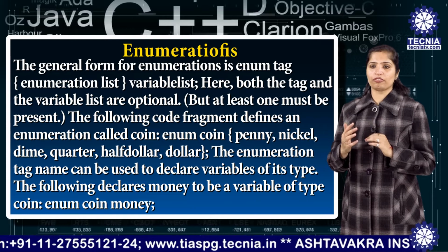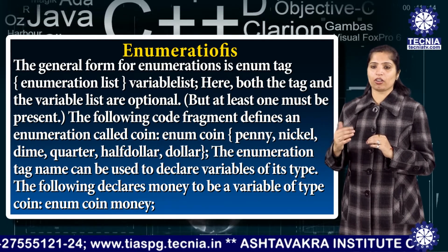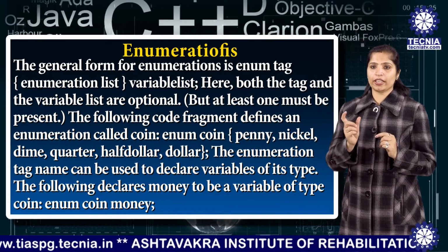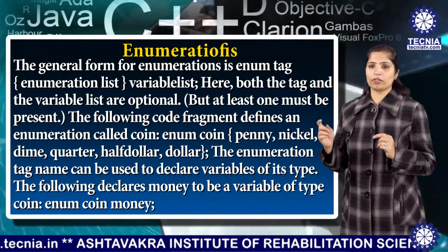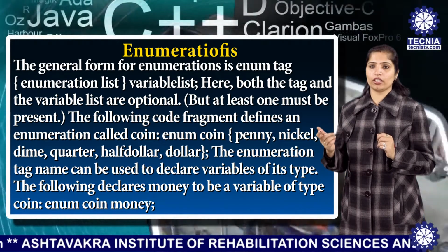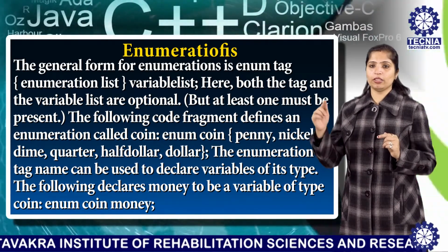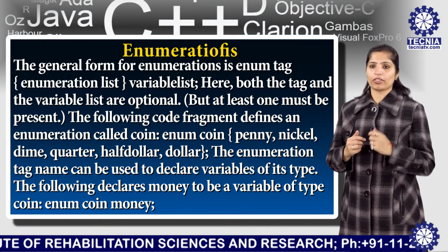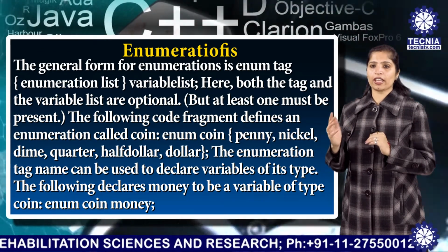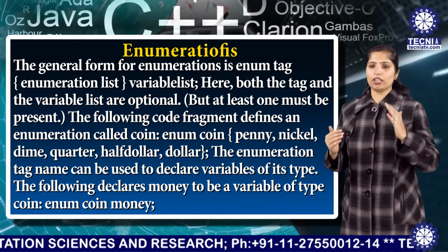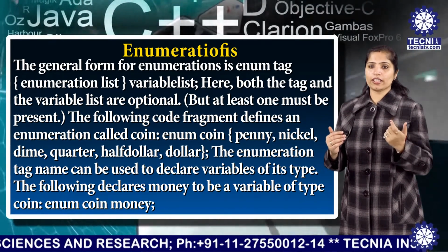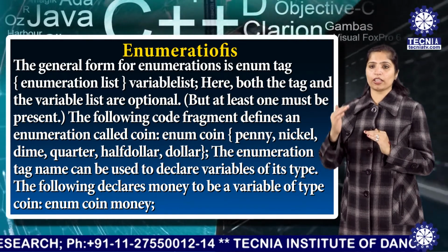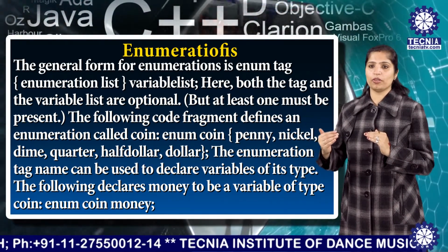The following code fragment defines an enumeration called coin. enum coin, in the curly braces: penny, nickel, dime, quarter, half dollar, dollar, and then a semicolon, where coin is the tag name. The enumeration tag name can be used to declare variables of its type. Like in this, coin is the tag name. From the name of the tag, we define what the variables will be.